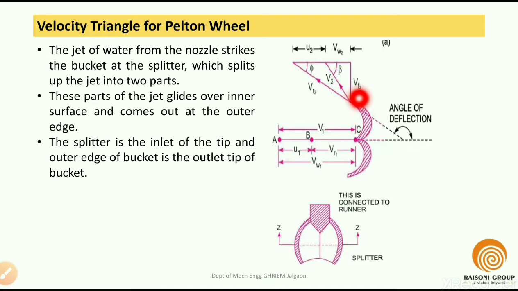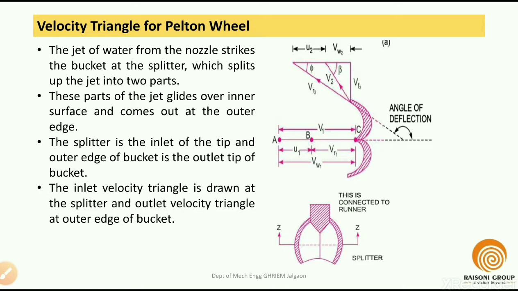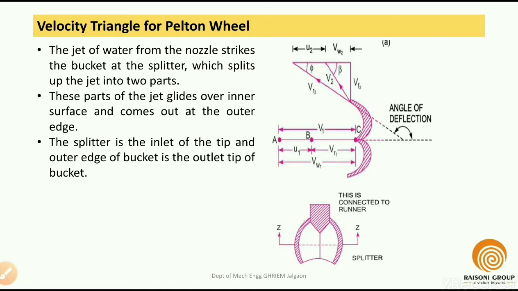This edge is on both sides, so there will be two similar velocity triangles on the two sides. So for simplification we will draw only one velocity triangle, one at the inlet and one at the outlet, on one side only. The inlet velocity triangle is drawn at the splitter and the outlet velocity triangle at the outer edge of the bucket.